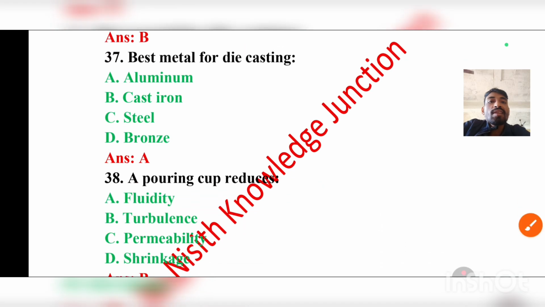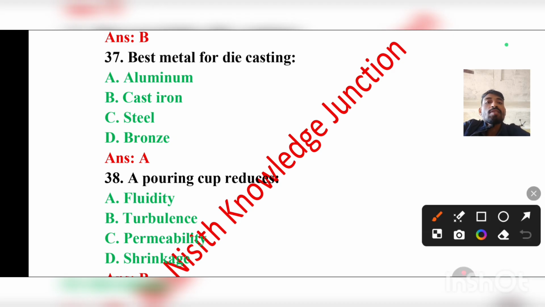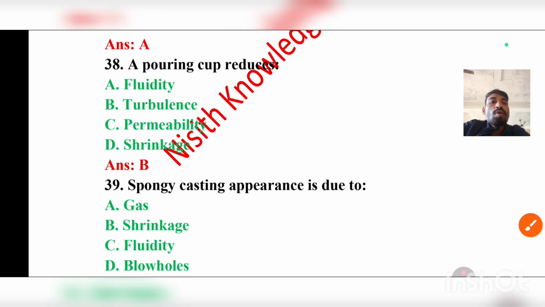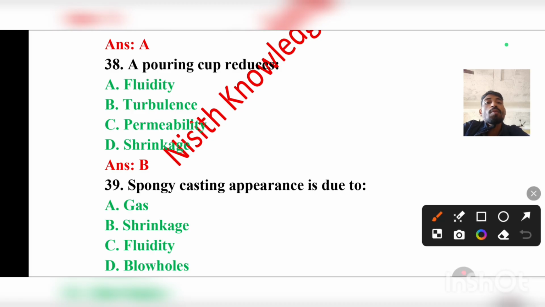क्वेश्चन नंबर 37 क्या दिया है, बेस्ट मेटल फॉर डाई कास्टिंग. डाई कास्टिंग के लिए बेस्ट मेटल क्या होता है? ऑप्शन हैं एल्युमिनियम, कास्ट आयरन, स्टील और ब्रोंज. तो करेक्ट ऑप्शन is your एल्युमिनियम, that is option A. क्वेश्चन नंबर 38, a pouring cup reduces fluidity, turbulence, permeability or shrinkage. The correct option is your B, that is your turbulence.